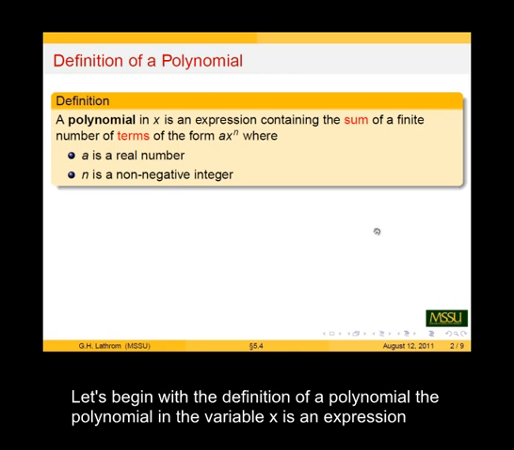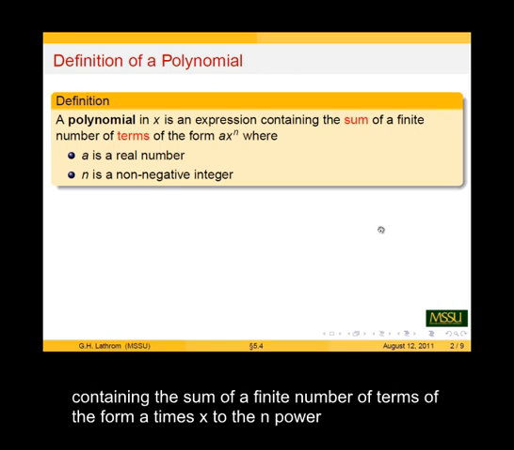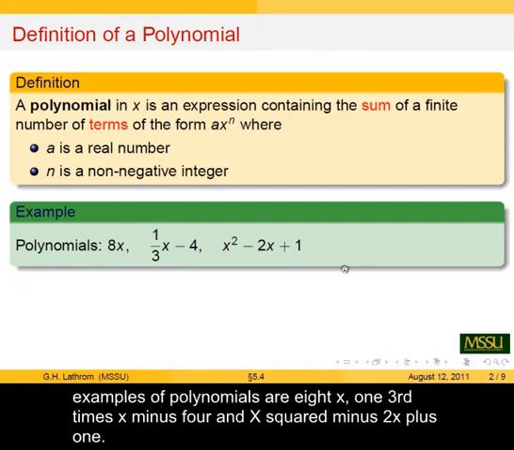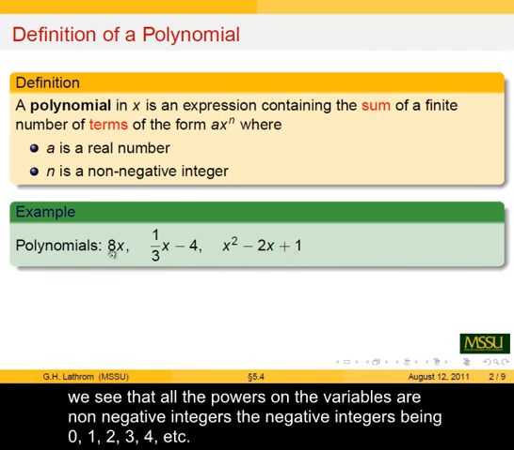Let's begin with the definition of a polynomial. A polynomial in the variable x is an expression containing the sum of a finite number of terms of the form ax to the n power, where a is a real number called the coefficient, and n is a non-negative integer called the degree of the term. Examples of polynomials: 8x, 1/3 x minus 4, and x squared minus 2x plus 1. We see that all of the powers on the variables are non-negative integers being 0, 1, 2, 3, etc.